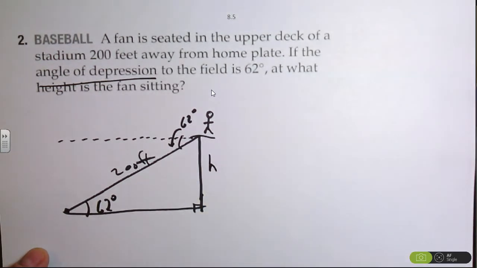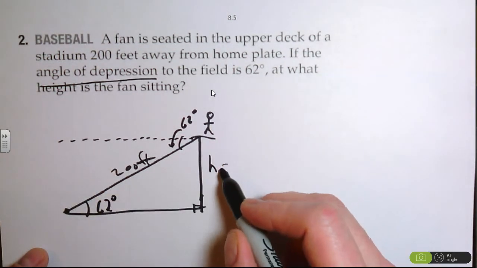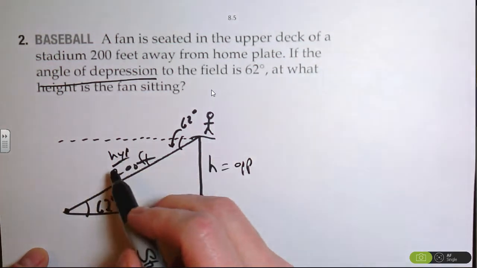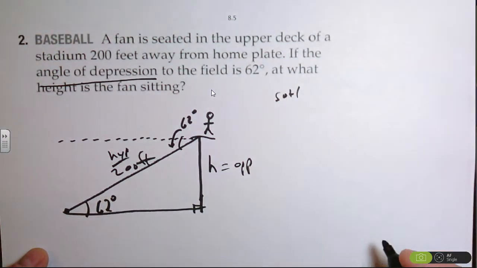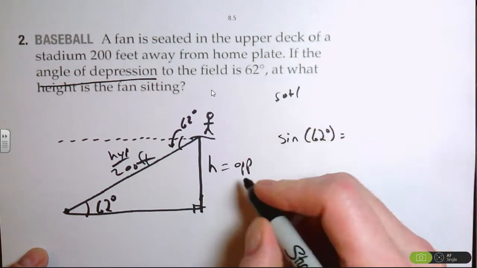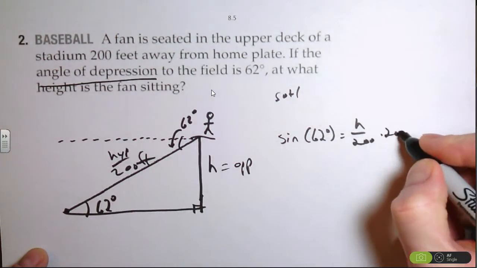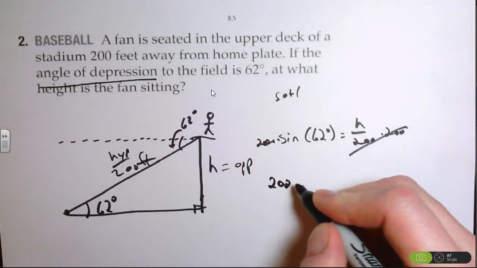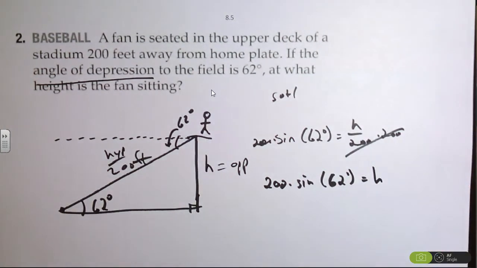So what I'm looking for is the height he is off the ground. Height is the opposite. I'm jumping ahead here, sorry. The hypotenuse is 200. Opposite over hypotenuse is sine, because sine is opposite over hypotenuse. So the sine of 62 degrees is h over 200. Multiply by 200, and we get 200 times the sine of 62 degrees equals h.